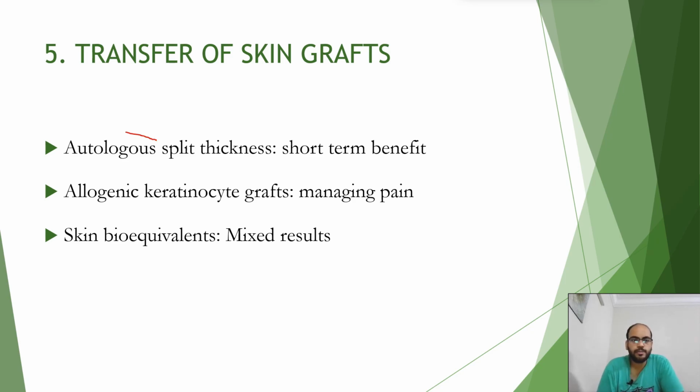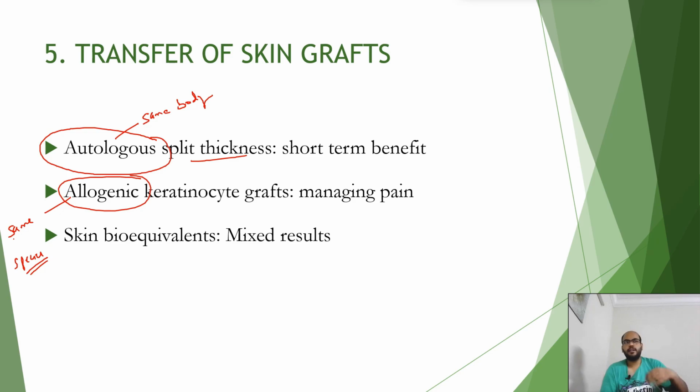You can have autologous split thickness. Autologous means from the same patient. For example, let's say I'm a child suffering from EB. I have erosions here, and here I don't have erosions. And never have I ever developed erosions here. So the graft will be taken from here and then transferred to cover the erosion on this side. So that is known as autologous. Autologous means same body. Split thickness graft. Allogenic means same species.